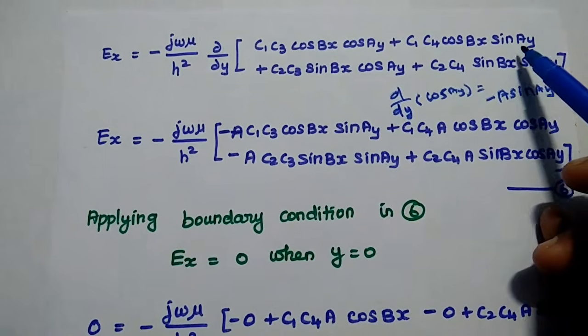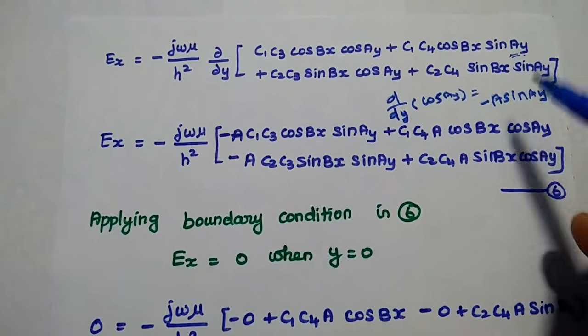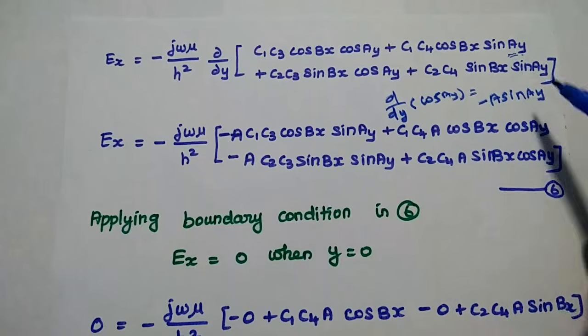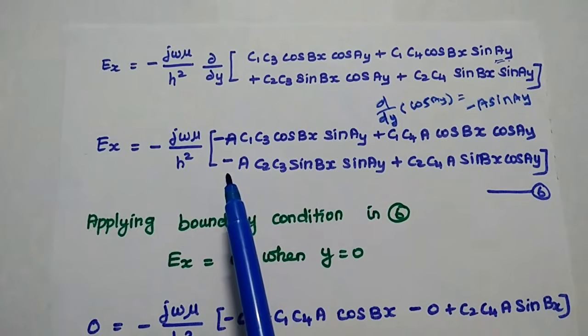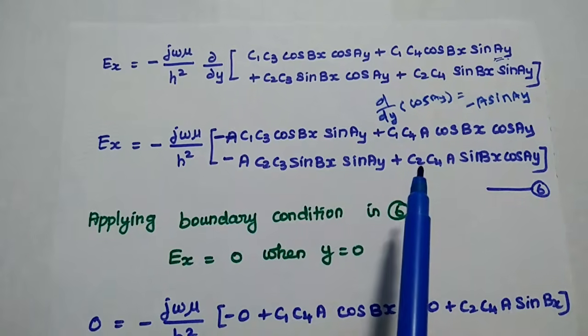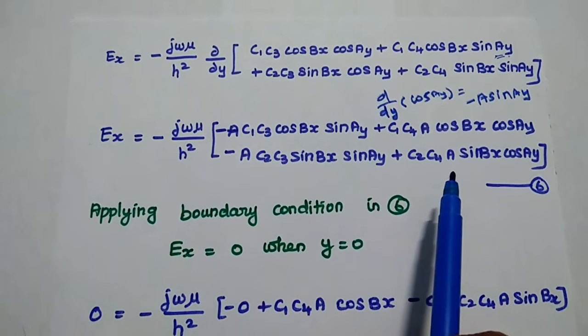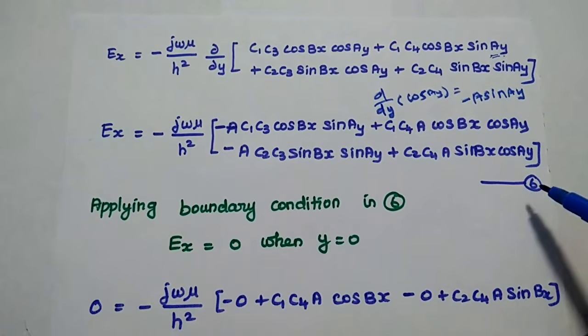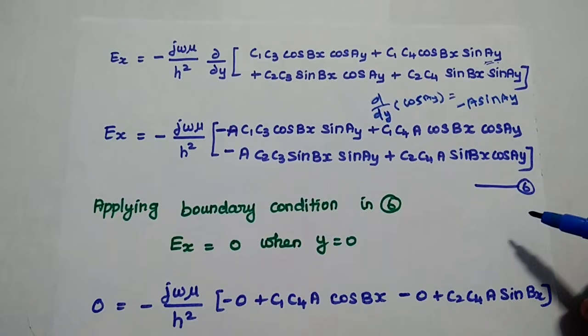So this term is differentiated with respect to y. Then we can get a cos ay. Then we can get minus a c2 c3 sin bx sin ay plus c2 c4 a sin bx cos ay. Consider this as the sixth equation.